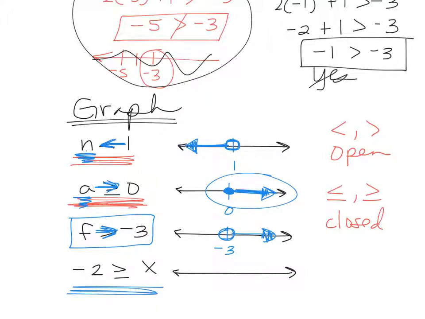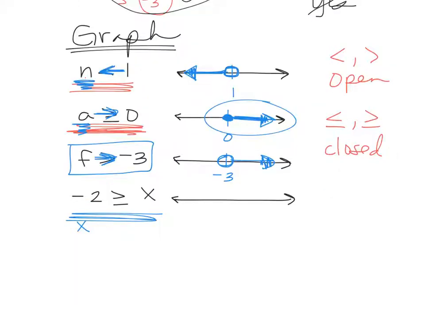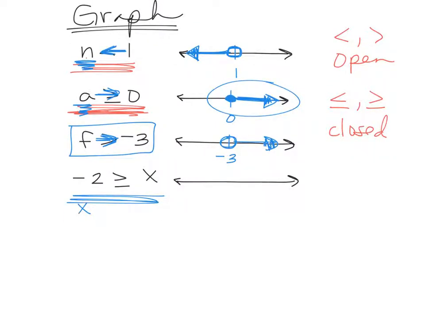So if I were you, what I would do on these is I would turn it around. I would always put the variable first. So if I put the variable first, then I have to flip my sign around, right? Because it's saying -2 is greater than or equal to x. We're going to say x is less than or equal to -2. And now it still does the same thing.